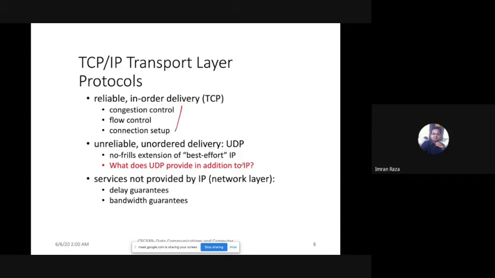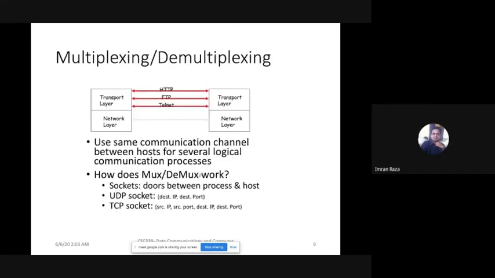Right. So again, this is another question that I want to have answers to in our online sessions. We'll see what you come up with. So there are services that are not provided by IP, for example, delay guarantees and bandwidth guarantees, that can be provided by the protocols at the transport layer.